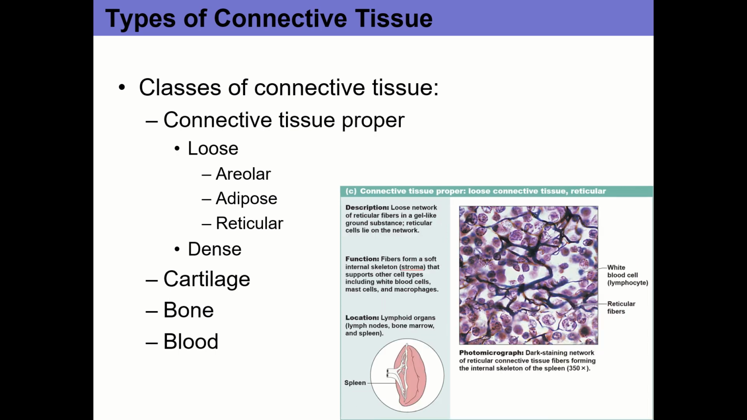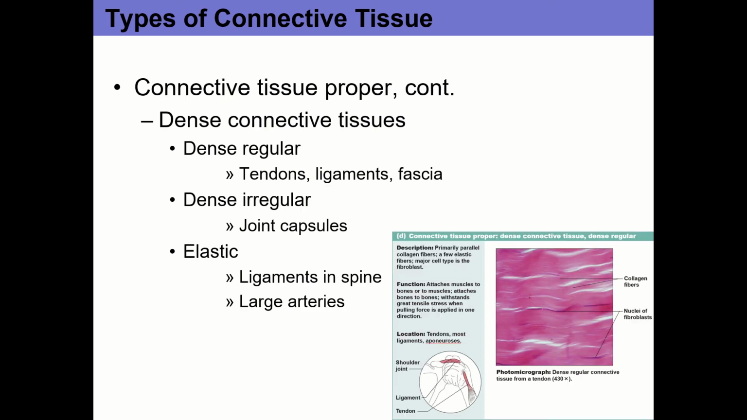Reticular tissue, we're not really going to talk about, but that's a picture of reticular tissue. It forms this soft skeleton that blood cells can attach to fairly easily. So we find reticular tissue in bone marrow where we're going to make new blood cells, and we also find it inside of the spleen, where it helps form that internal skeleton of the spleen. So those are your loose connective tissues proper.